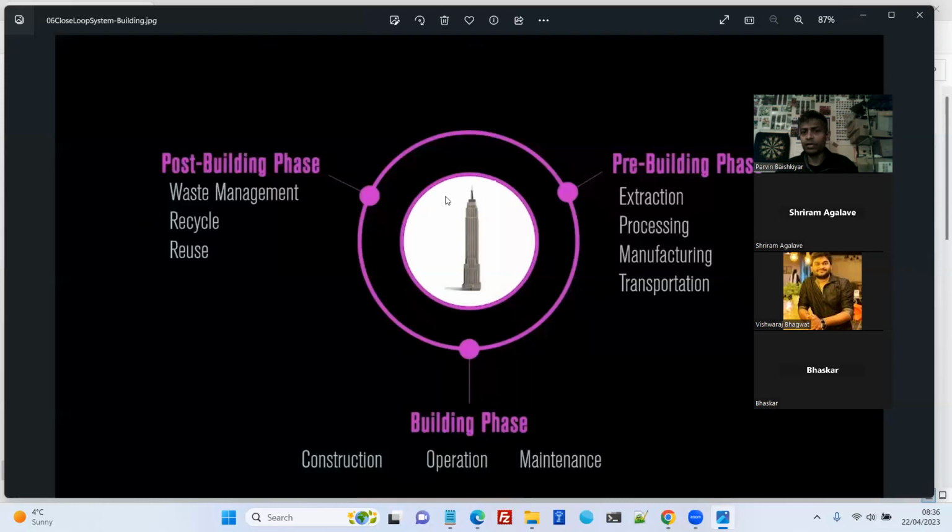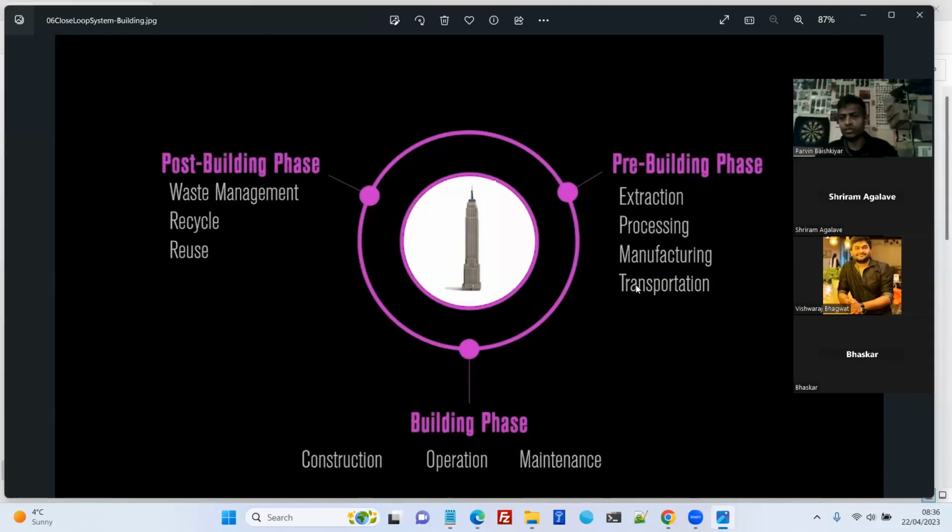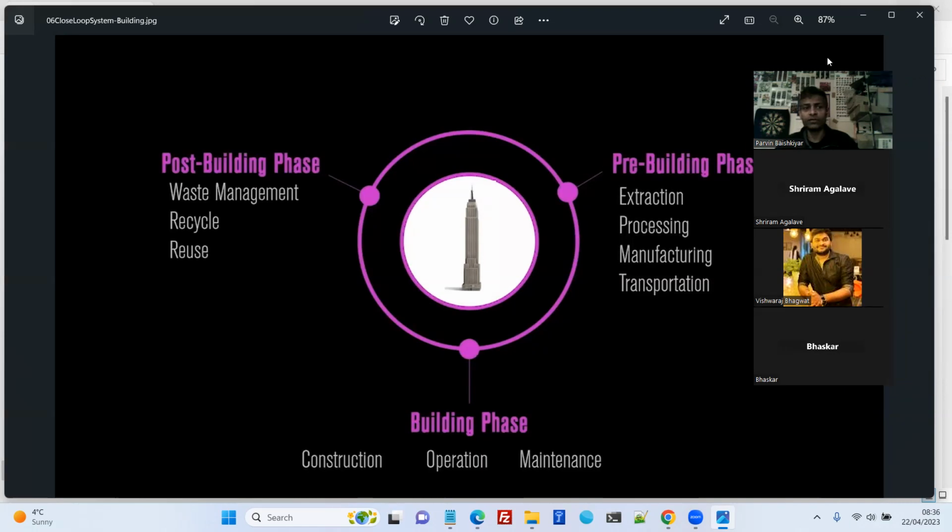Like this is about the pre-build phase: extraction, processing, manufacturing, transportation; building phase: construction, operation, maintenance; post-building: waste, recycling. So these are the three building blocks of any product or service you can talk about.